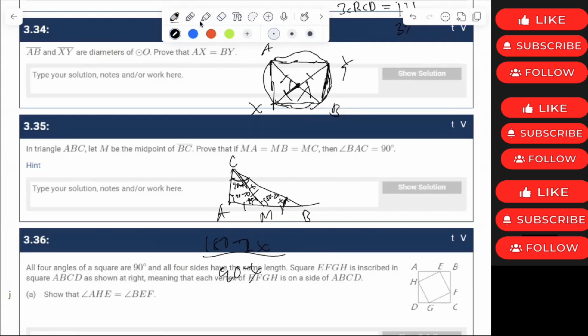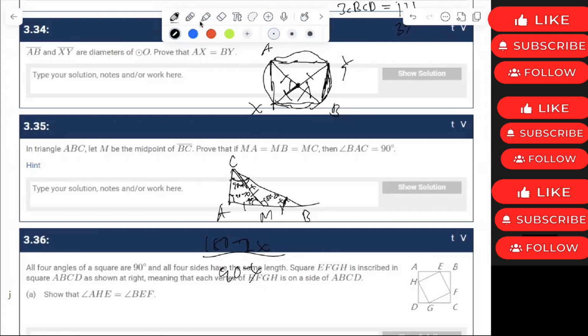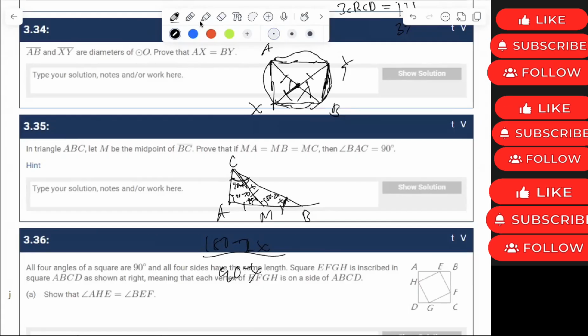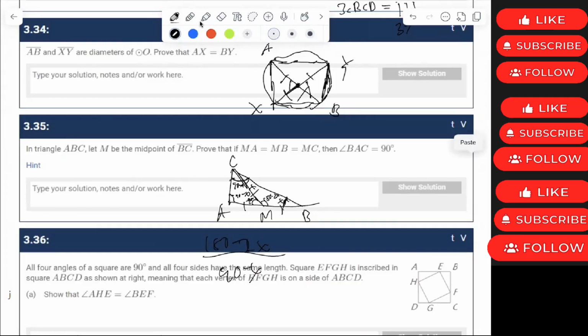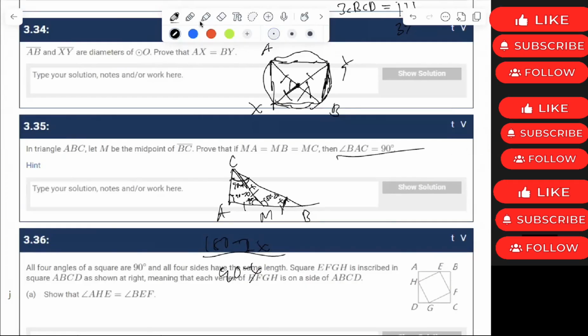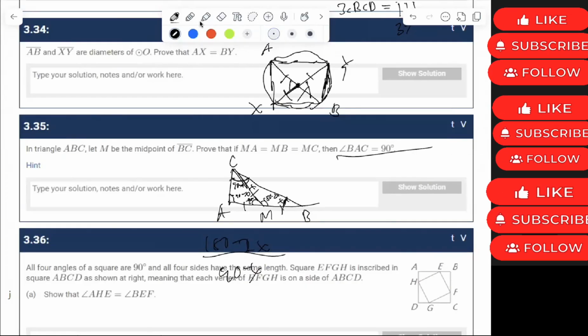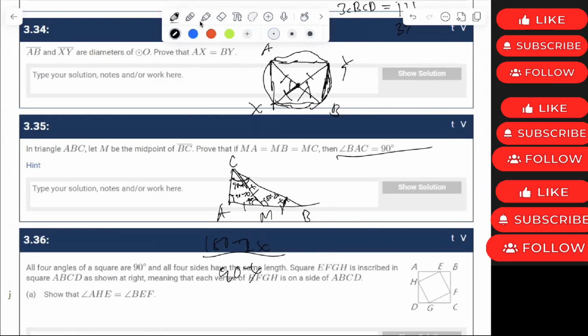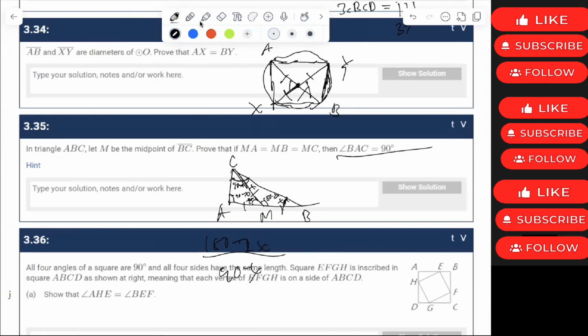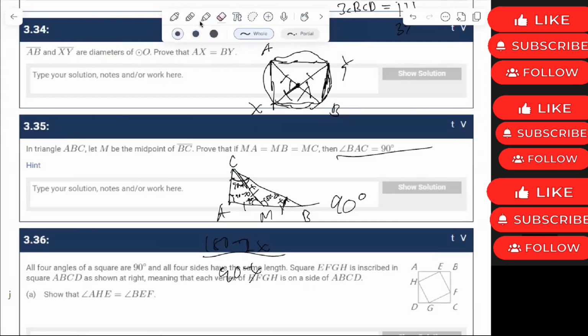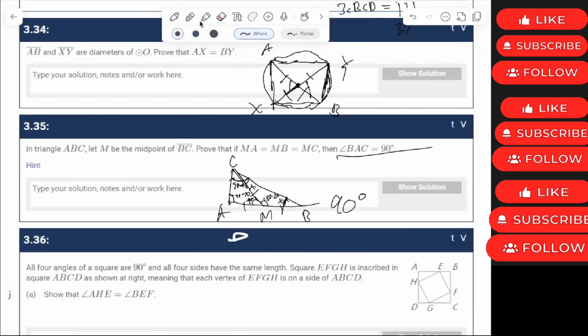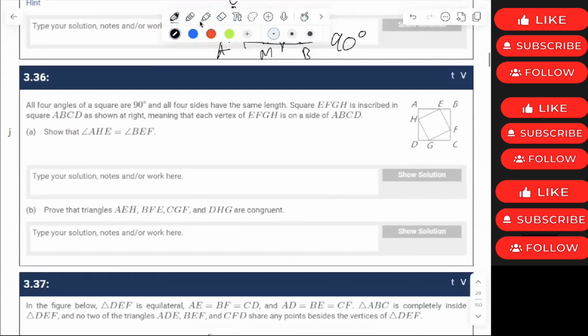I believe I have the wrong diagram here, but this is going to be right. This shows that it has to be a 90-degree triangle. That's the whole point of this problem, to show that this must be a 90-degree triangle. So this would be 90 degrees. Now let's move on to 3.36.